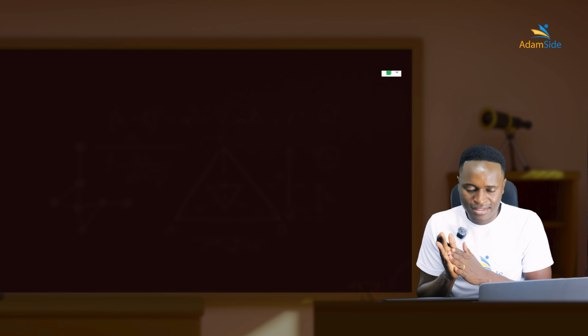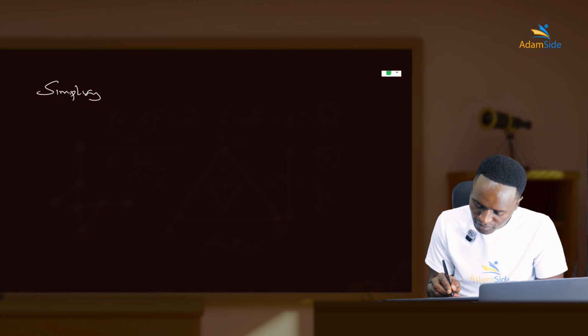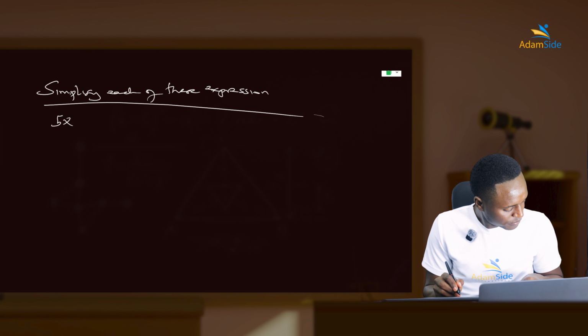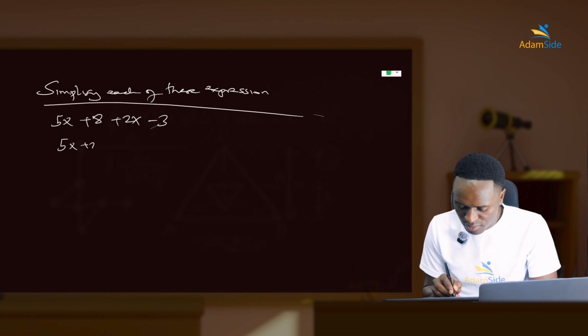For example, I'll give you an example here. Simplify each of these expressions. So you have 5x plus 8 plus 2x minus 3. Here you just say 5x plus 2x plus 8 minus 3. So here you get 7x plus 8 minus 3. Laws of integers applied, it will be plus 5.